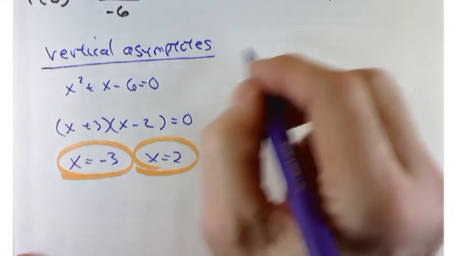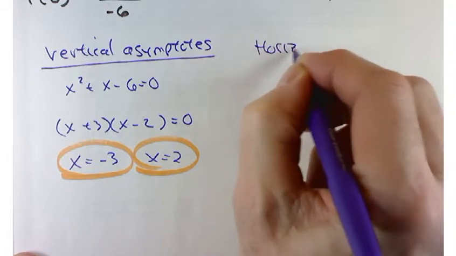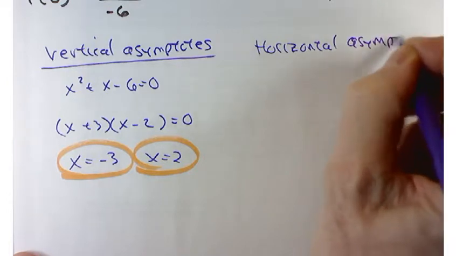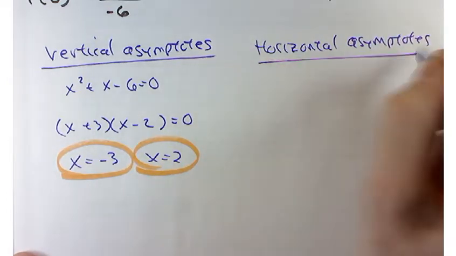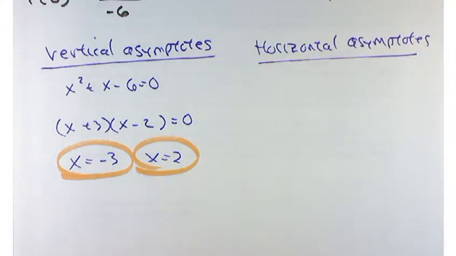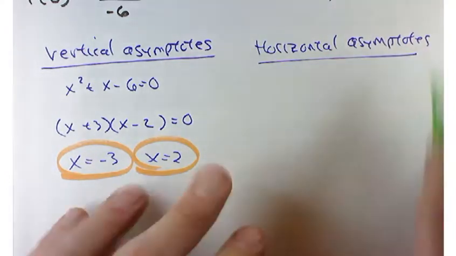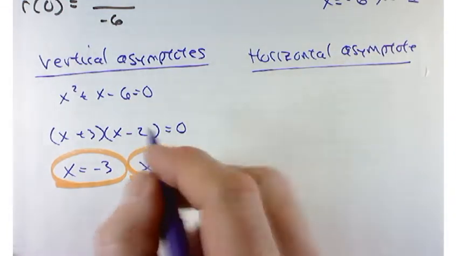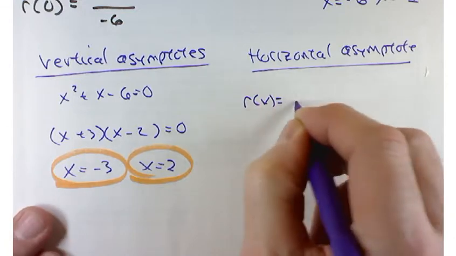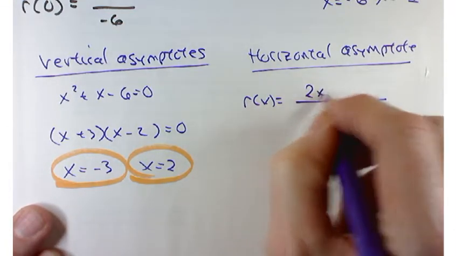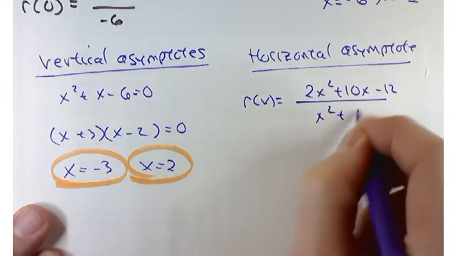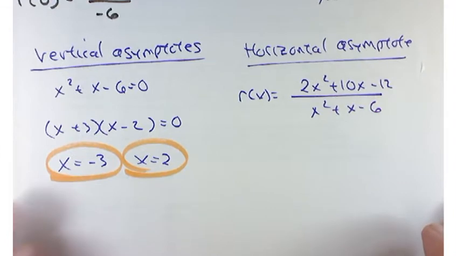One last thing to take care of, and that's our horizontal asymptotes. Actually, singular, not plural. It's only going to be one. So r of x is 2x squared plus 10x minus 12 over x squared plus x minus 6. George?